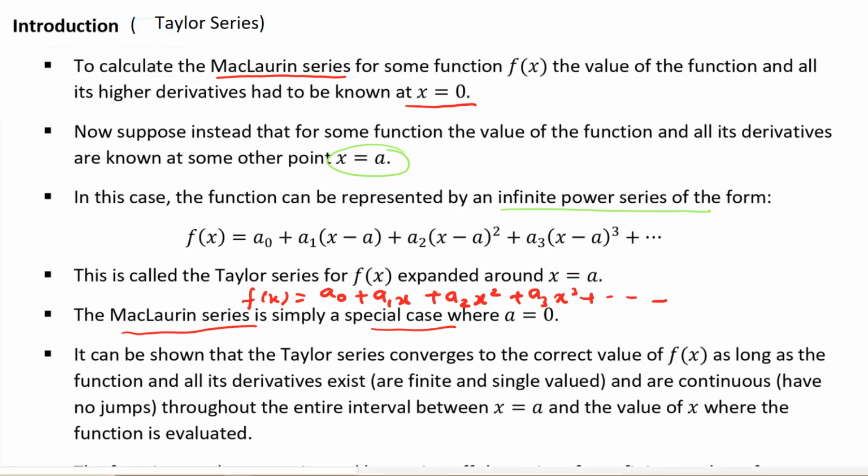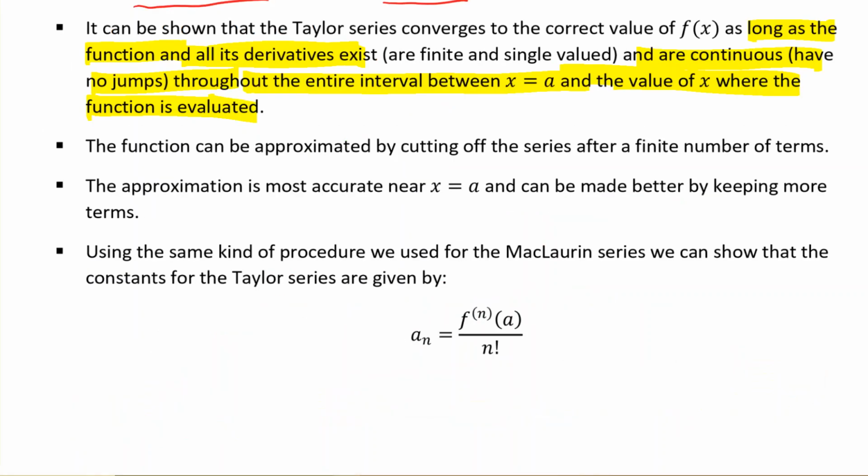It can be shown that the Taylor series converges to the correct value as long as the function and all its derivatives exist and there are no jumps throughout the entire interval between x equals a and the value where the function is being evaluated. The function can be approximated by cutting off the series after a finite number of terms. The approximation is most accurate near x equals a and can be made better by keeping more and more terms.